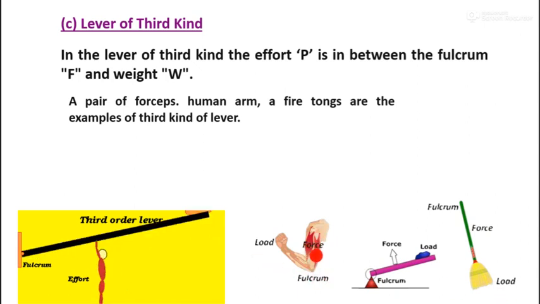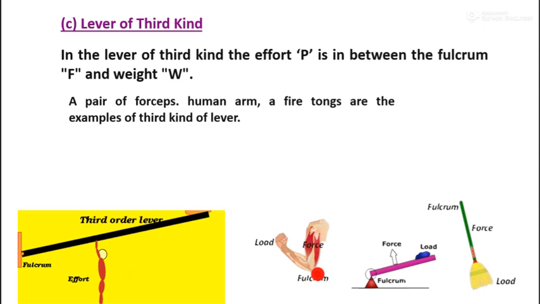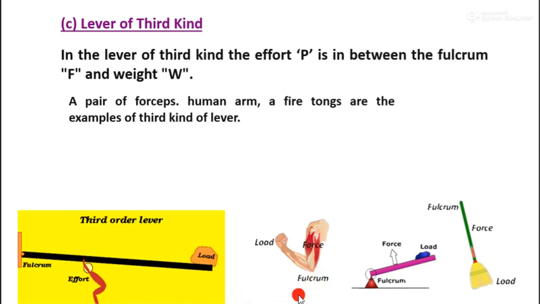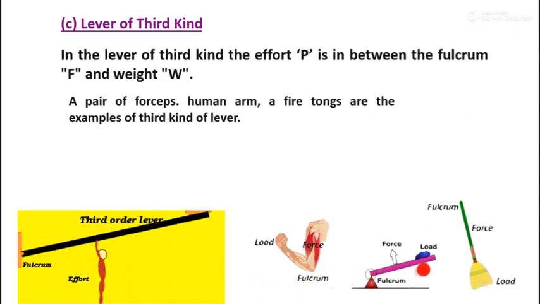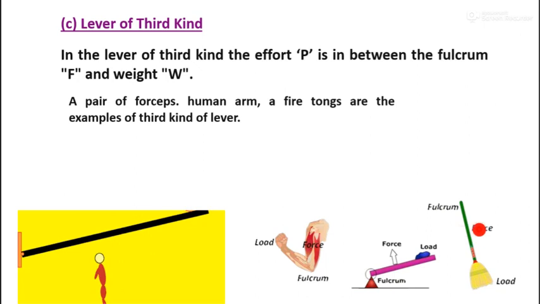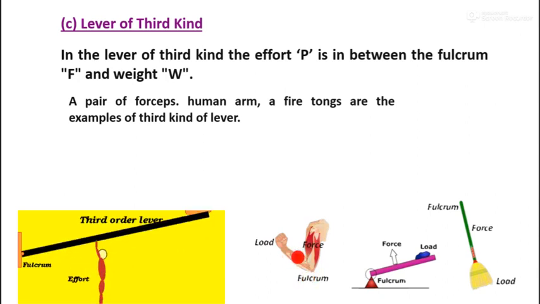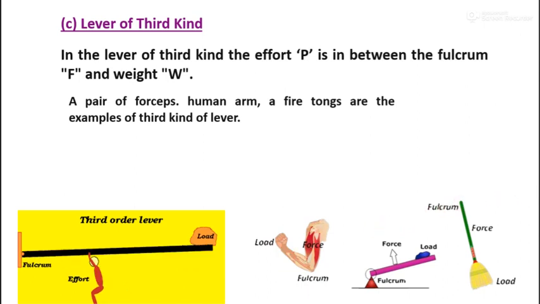The force we can apply is between the fulcrum and load. Load is this, the fulcrum is this, and the force is applied in this part. Now the effort is between the fulcrum and the weight. You can see here fulcrum and weight, and force is between load and fulcrum. Again you can see load and fulcrum, and the force is between them. This is the lever of third kind.